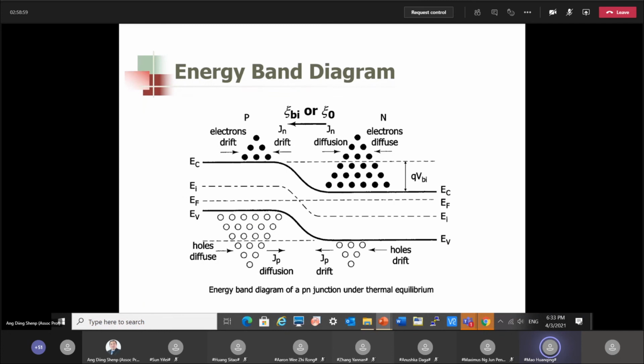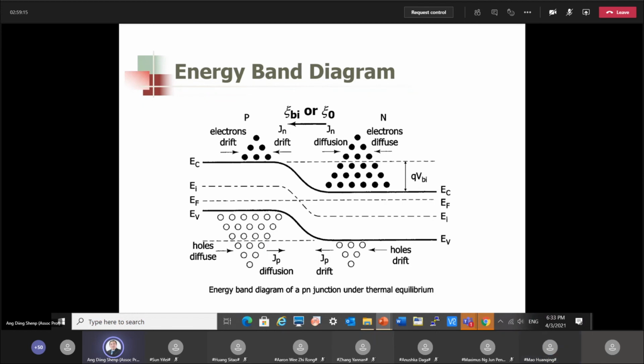Hi, Prof. Can I confirm a point? Oh, yeah, sure. No problem. Okay, so for the built-in electric field, it's always negative. It's just that the magnitude changes, right? Yes. Oh, okay. Hang on.